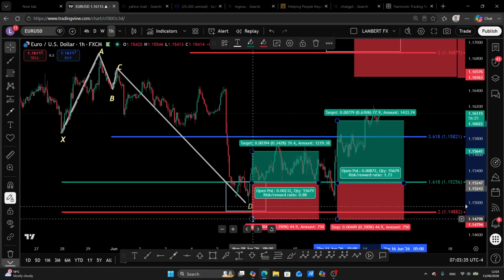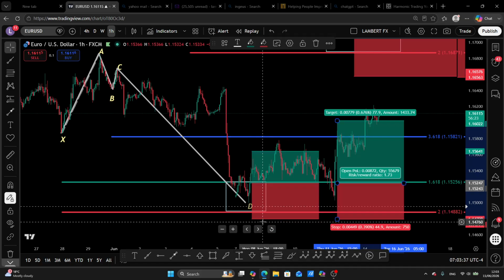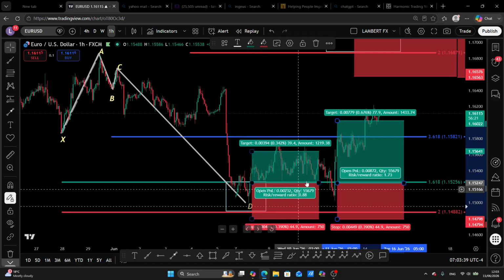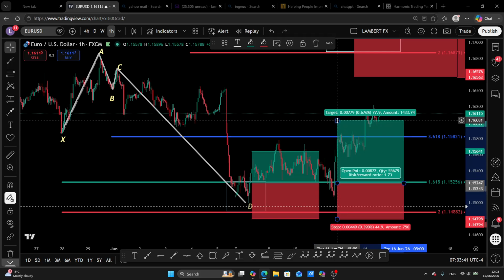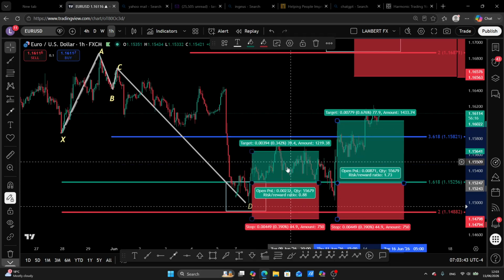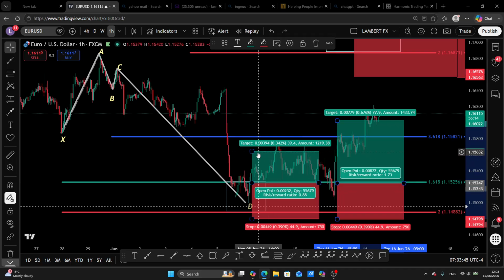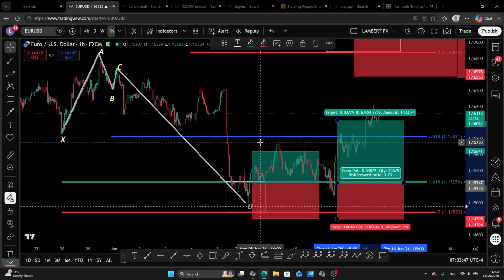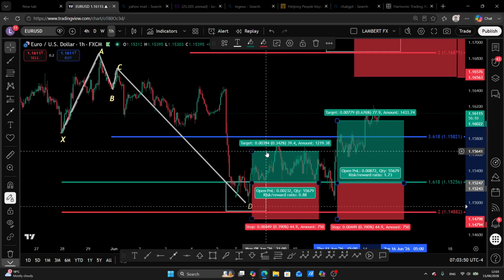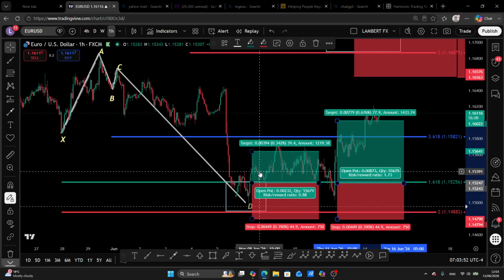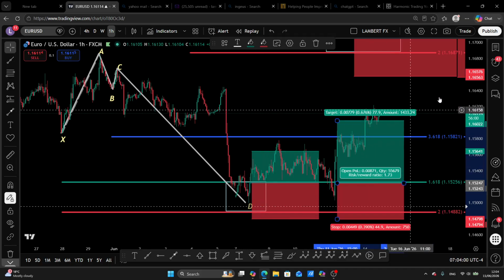If you want to leave your stop where it is, below the 2.0, you will still hit your second take profit. But like I said, 100% of the time you will hit your first take profit, and it's up to you what you want to do. You can move your stop to break even and then aim for the second take profit, or you just take the first take profit.